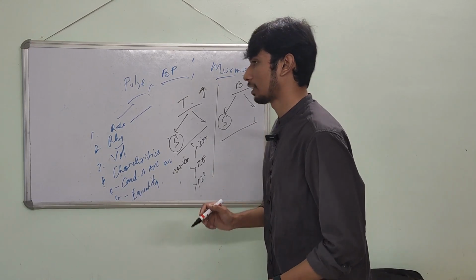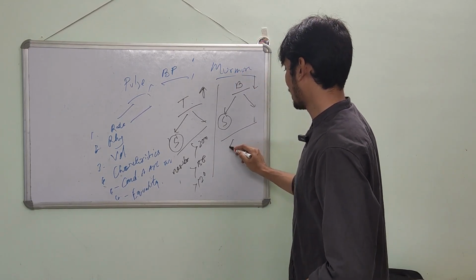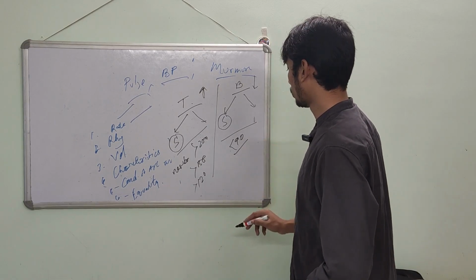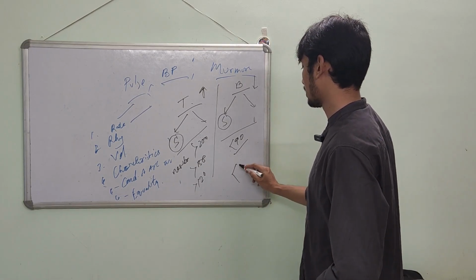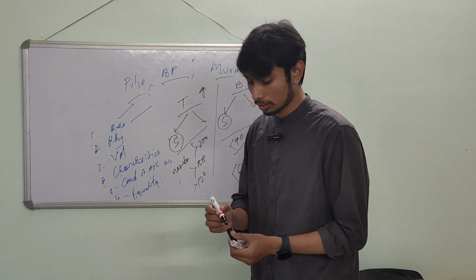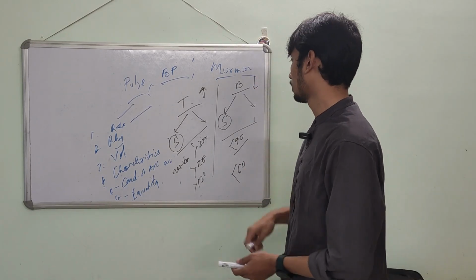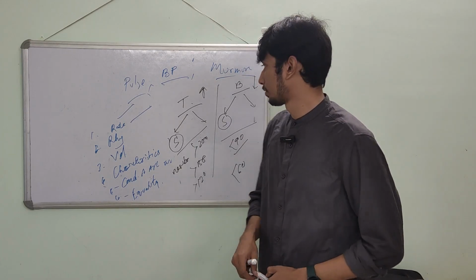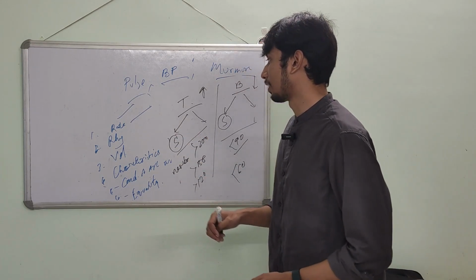And what about bradycardia? If it is less than 90 in case of newborn, and if it is less than 60 in case of anyone other than the newborn, then we will call it bradycardia, right? So that was it about the rate.